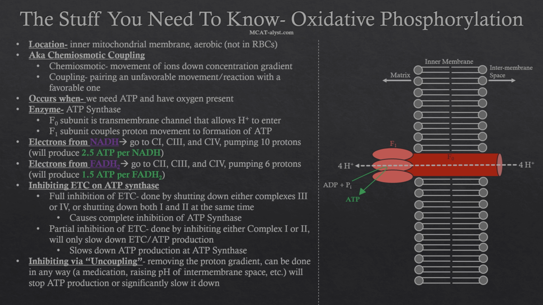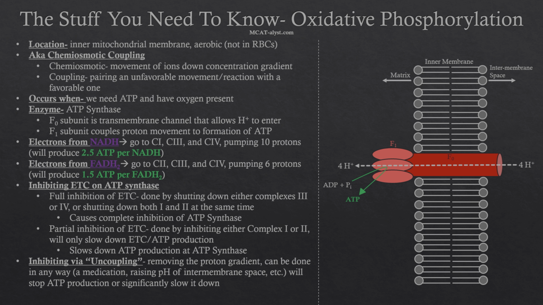This is basically the idea that we can also just entirely remove the proton gradient using some other reaction or something like that. So maybe it's a medication, maybe there's something going on in the cell that raises the pH of the intermembrane space into more basic areas. Basically, anything that removes protons from the intermembrane space is going to stop ATP production, or at least significantly slow it down. That's a process called uncoupling.